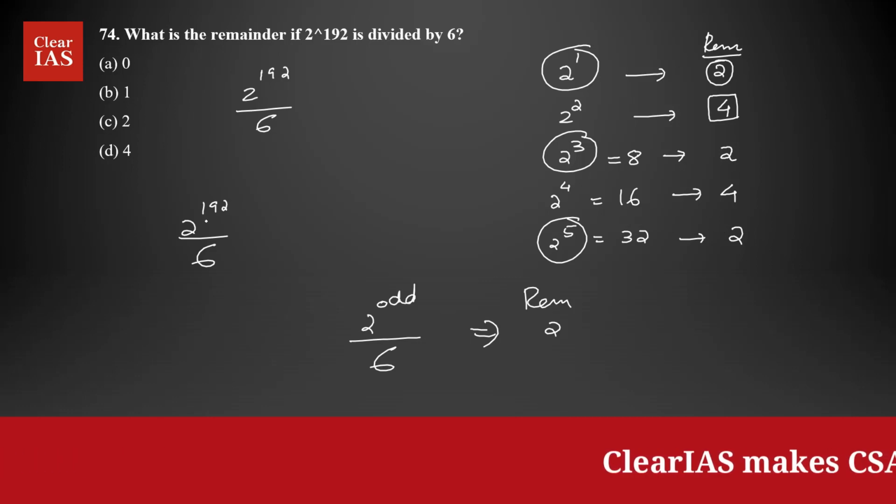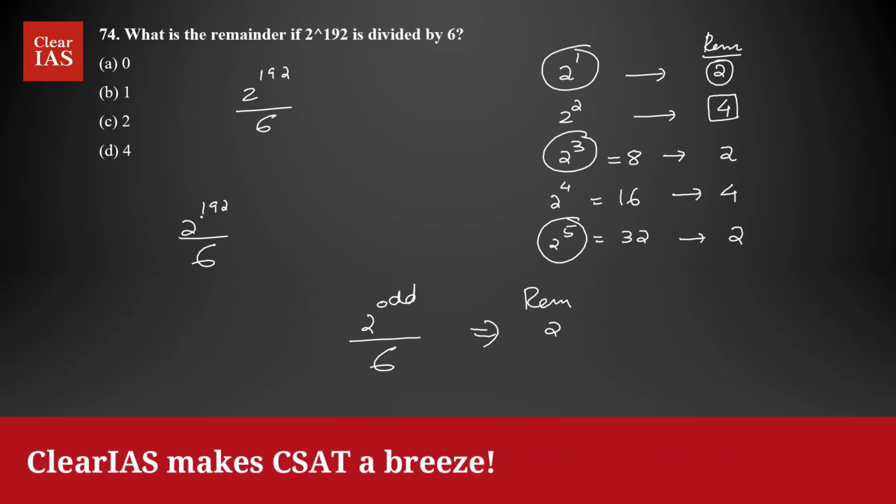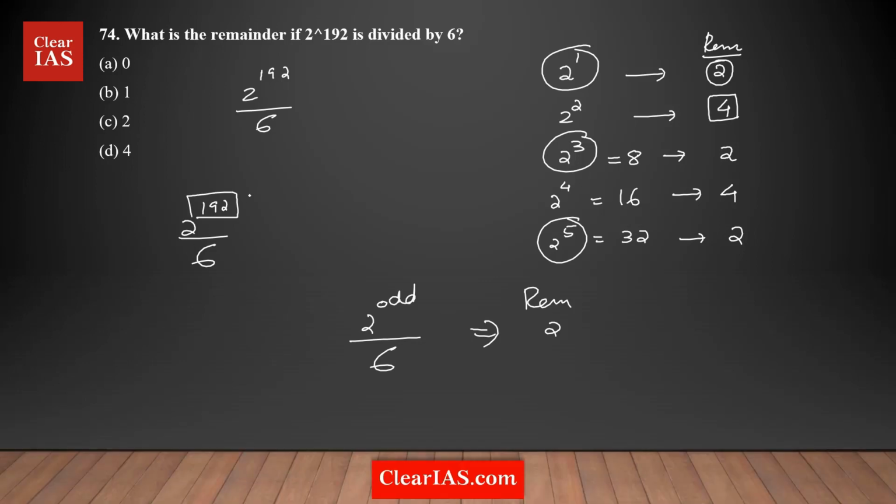So now the question is 2 to the power 192, which is an even power. When you have an even power and divide by 6, what is the remainder? 4 is the remainder. So your answer is option D. This is the best way to solve it: figure out a pattern, and based on the pattern, apply it to the question.